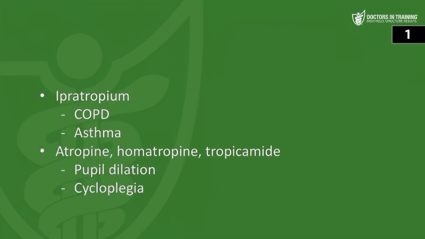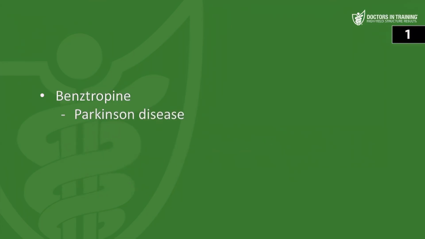Next we have atropine, homatropine, and tropicamide. So these are used to dilate the pupils and they cause mydriasis. They're also going to cause cycloplegia as well, or paralysis of the ciliary eye muscles. Next we have benztropine. This is used to treat Parkinson's disease.